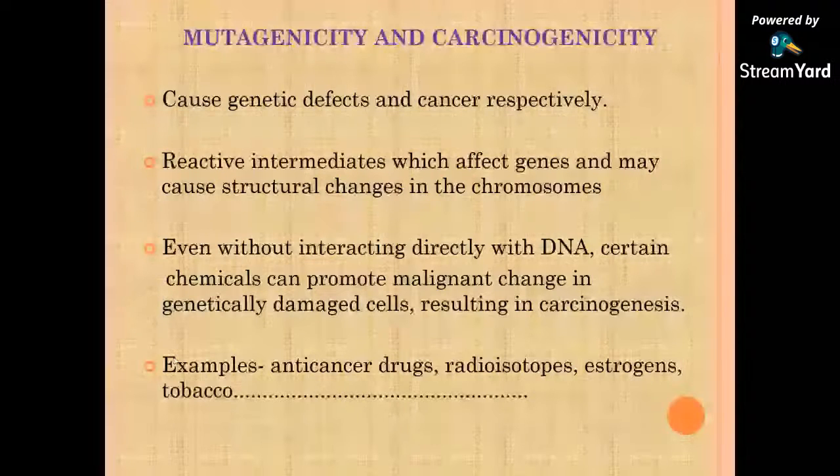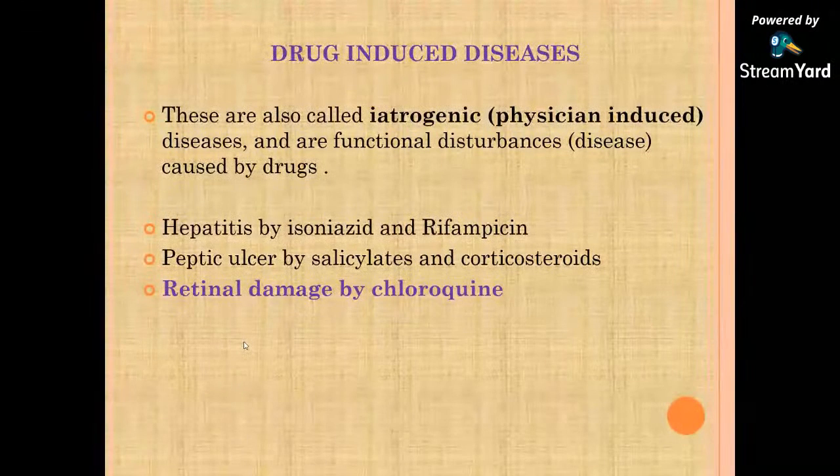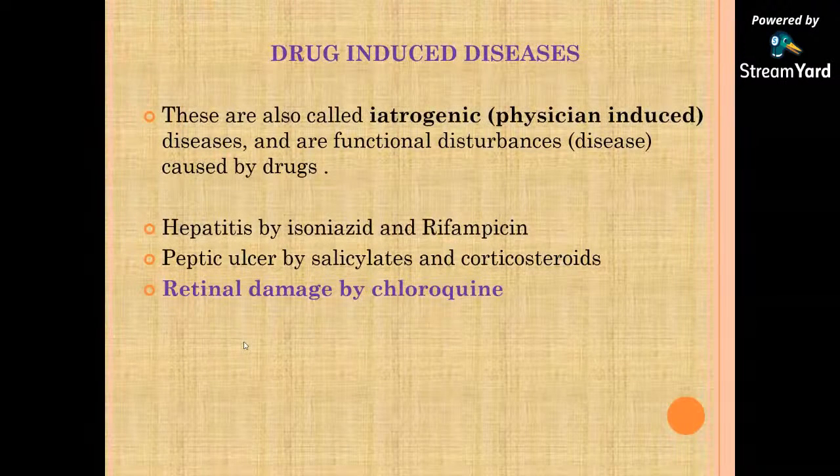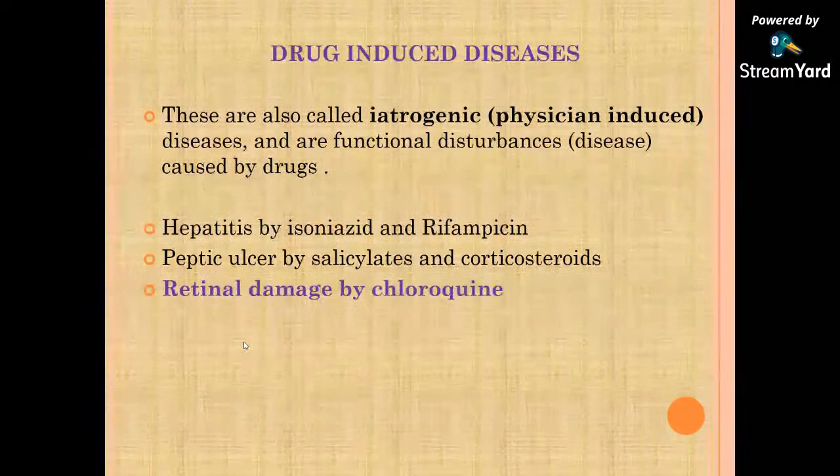The next is drug induced disease. Drug induced disease is also called iatrogenic disease, that is physician induced disease, and consists of functional disturbances caused by drugs. So what is drug induced disease? It is also called iatrogenic disease, that is physician induced disease, and it may be caused by particular drugs.